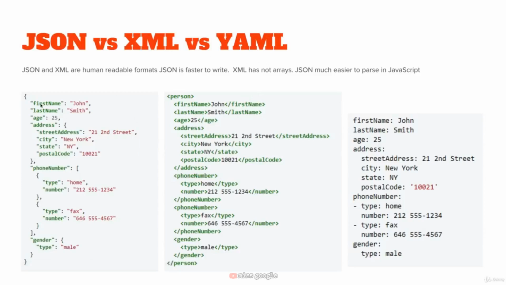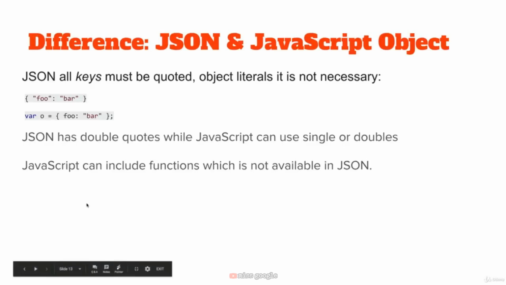JSON's the one here on the left-hand side. This is one of the easiest ones to read, write, and use within JavaScript. There are some differences, of course, between JSON and JavaScript. Within JavaScript, we don't need to have the quotes around keys. Within JSON, we need to have double quotes. JavaScript can be single or double quotes. Also, we can't run any functions within JSON either.